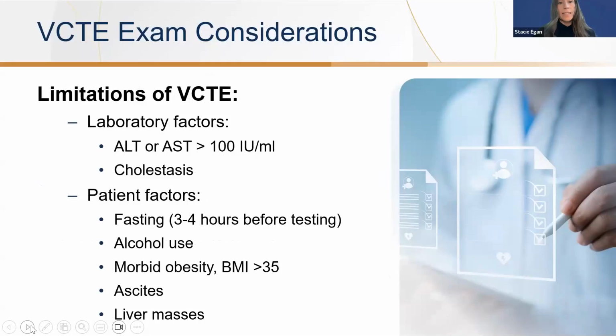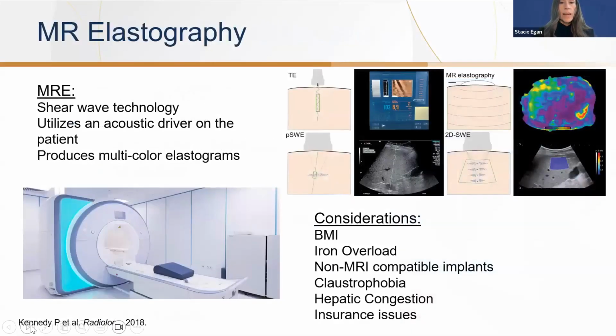So this test has limitations, and in our patients that are morbidly obese, have ascites, liver masses, or are currently using a lot of alcohol, we may want to choose a different imaging study to figure out their fibrosis score. And the MR elastography may be that test. MR elastography is a great test for fibrosis. It uses shear wave technology to figure out a fibrosis score on a patient.